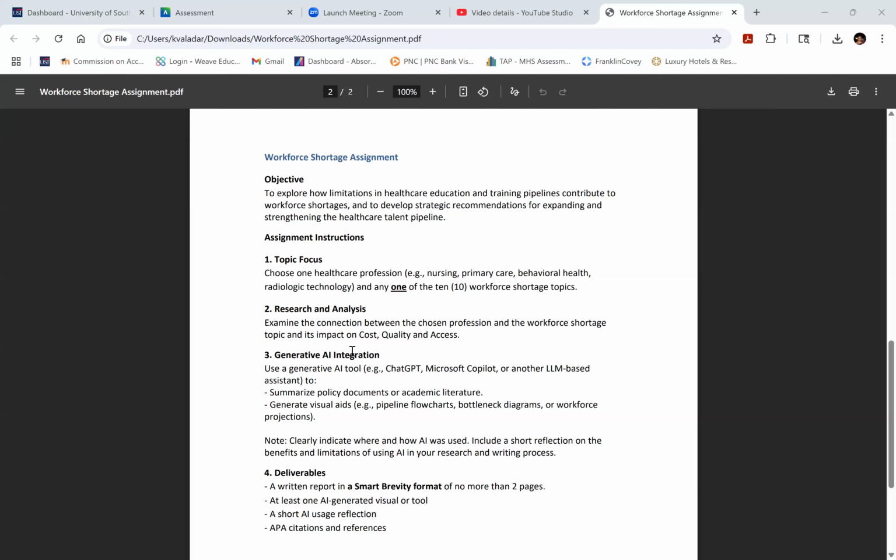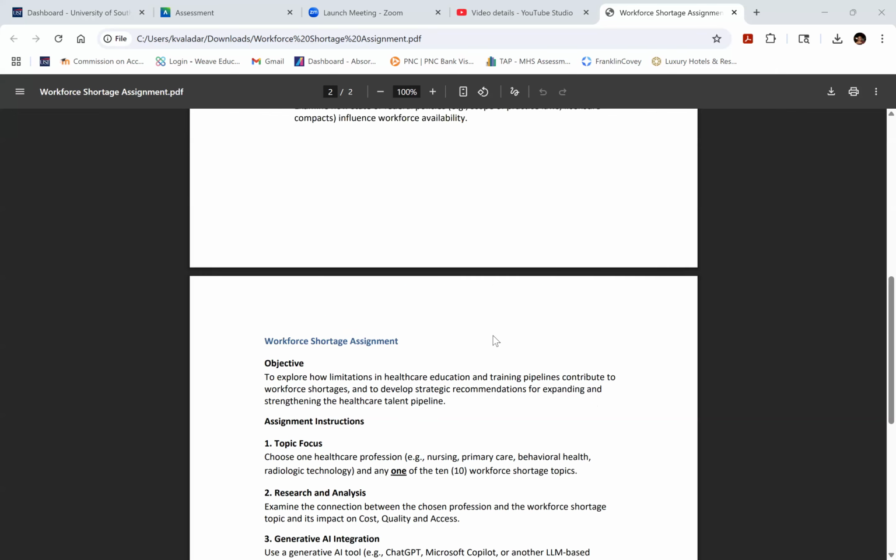If you look at the topic focus, first, I'm going to ask you to choose one healthcare profession of your choice, anything. Now, I know, when you think about nursing, there are so many different types of specialties and subspecialties. And there's rad tech that specializes in CT and MRI. You can go as deep as you'd like, as specific as you like, and as broad as you like, but please choose a profession, any of your choice. And any one of the topics over here.